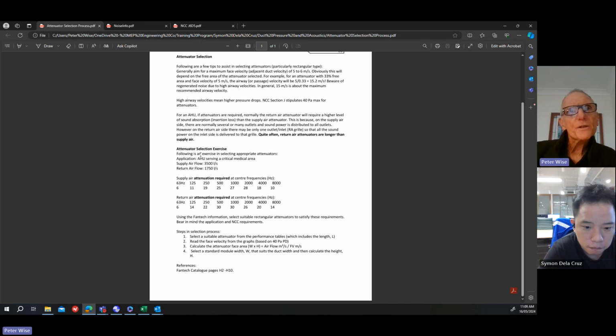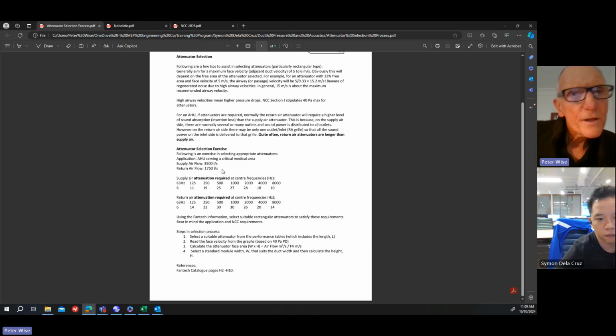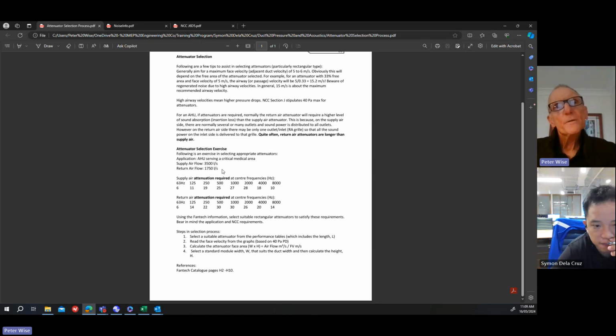Now I've got a selection exercise here. The application, it's an air handling unit serving a critical medical area. Supply airflow 3,500 litres per second, return airflow 1,750 litres a second. So basically what I'm saying here, with those sort of airflows and being a critical medical area, it's probably an operating theatre. So I'm just making this up, okay? But that would be typical for an operating theatre.